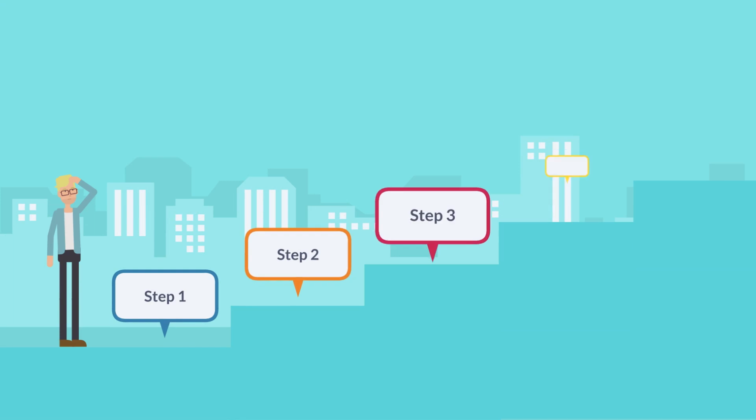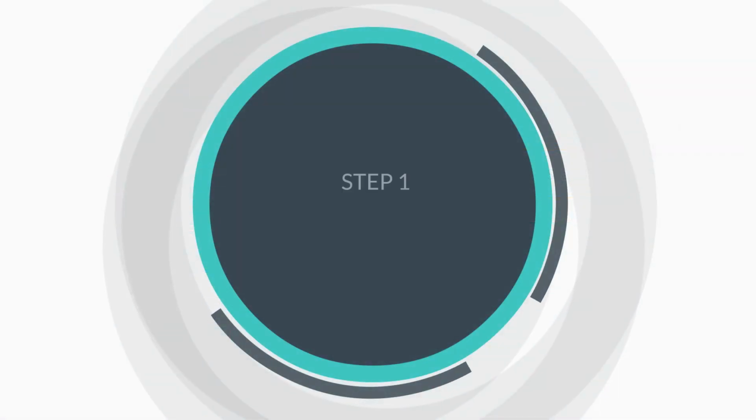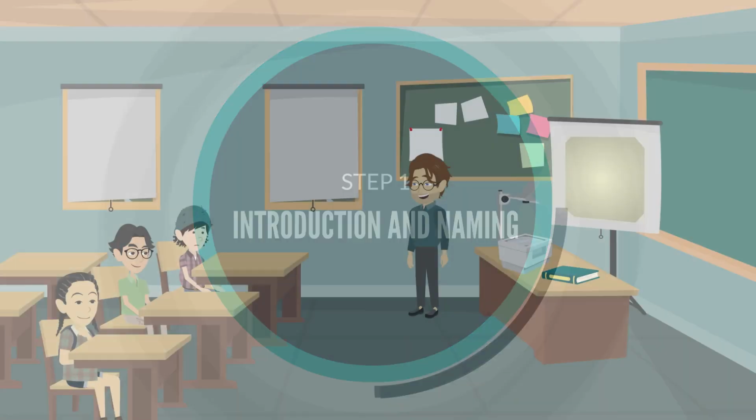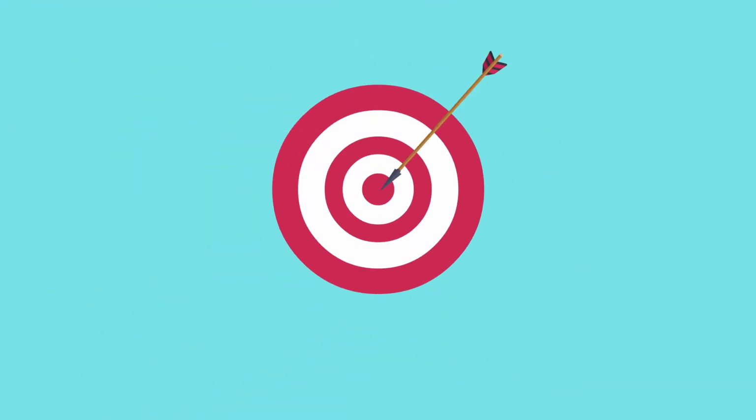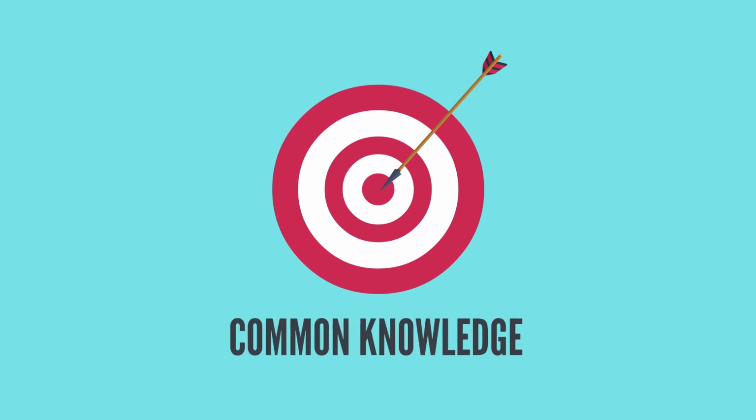How does guided discovery work? There are 5 steps to the process. Step 1: Introduction and naming. In this step, the teacher shows the material, names it, and elicits student responses for how they used the material in the past. The goal for this step is to get students interested in the material and build common knowledge regarding the material.